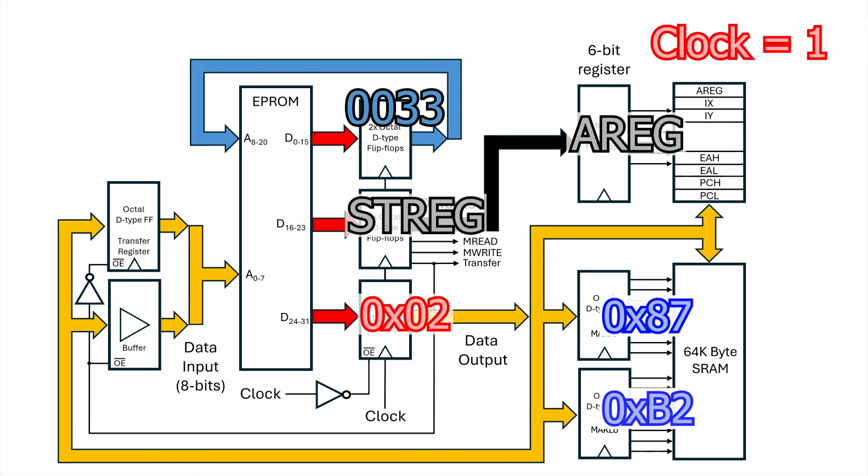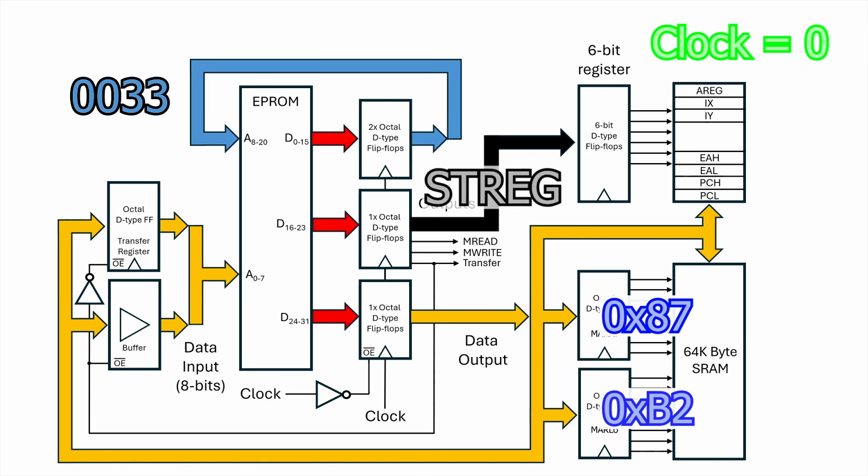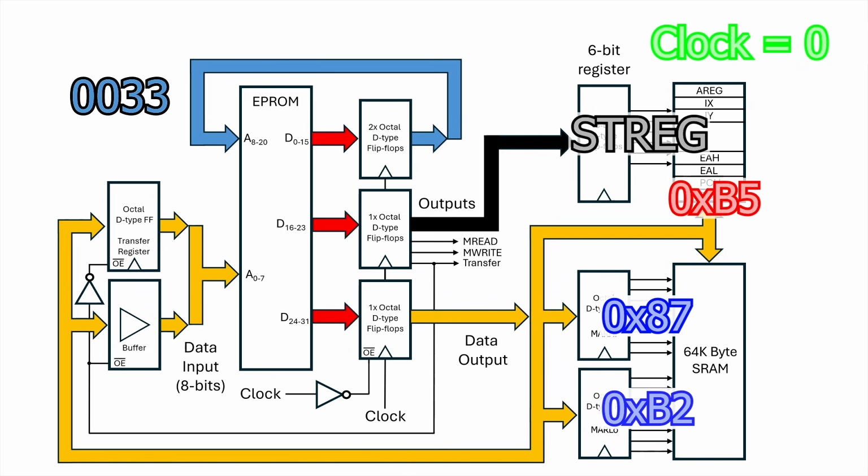While clock's high, we write the answer 2 into our A register variable. We loop state 33 back around to the EEPROM inputs. On the negative edge of clock, we set the notepad address to the status register and read the current status register, which is B5 hexadecimal.